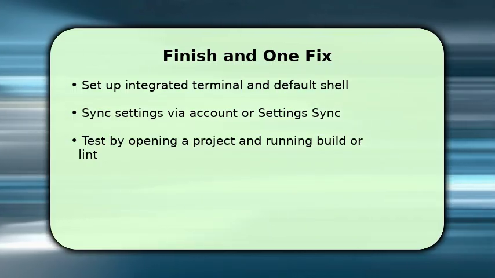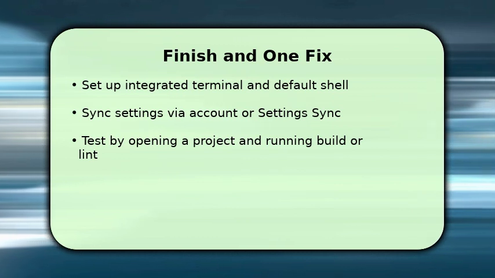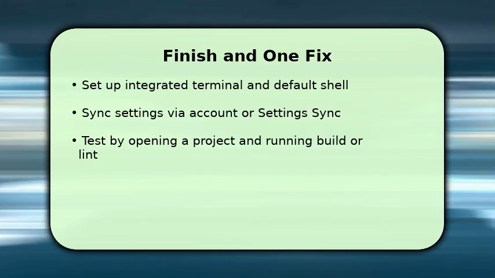Open a sample project, run your build or lint task, and confirm extensions activate correctly. If something fails, check the Output and Developer Tools console for errors. A common fix: disable or reinstall the offending extension, then reload the window. This usually resolves activation or crash issues quickly.